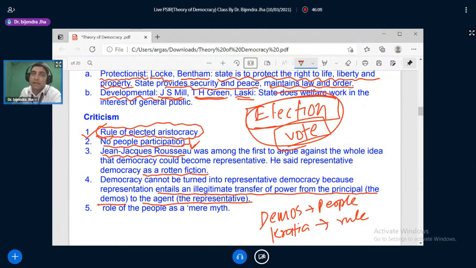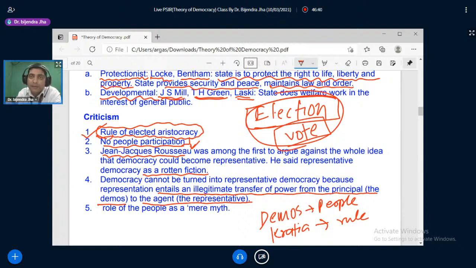How can I transfer my own power to my representative, right? So democracy cannot be turned into representative democracy. Democracy should be democracy, that means rule of the people, rule by the people, right? What Abraham Lincoln said about democracy: democracy is a form of government in which it is a rule of the people, rule by the people, and rule for the people. So where is by the people?